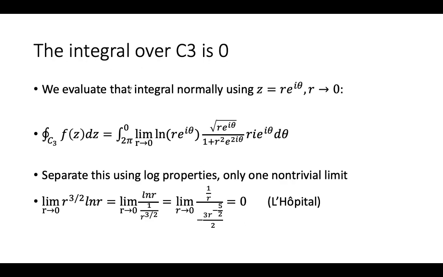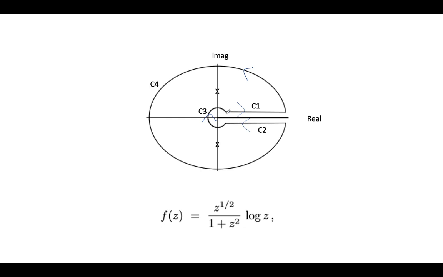And I should say we evaluate the integral. So we evaluate this integral. We use z equals r e to the i theta as r goes to 0. Because this is supposed to be infinitely small. It's supposed to be infinitely large. Because we are free to make that decision. That helps us evaluate these functions.